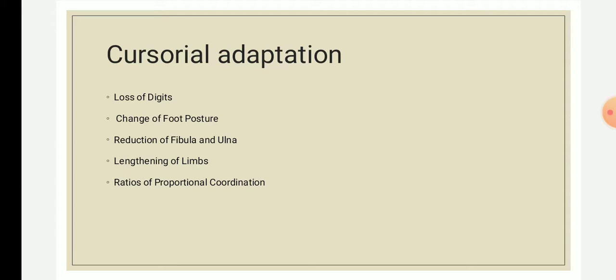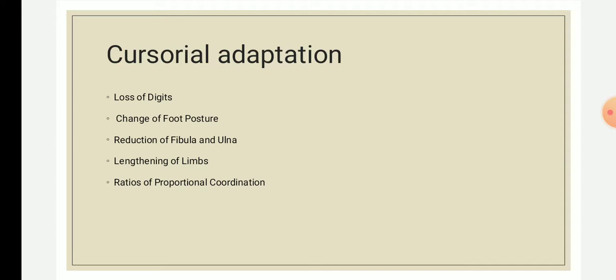The next point is the reduction of the fibula and ulna. The radio-ulna and the tibio-fibula of the fore and hind limbs get reduced for attainment of speed. And it is adapted for exclusive locomotion, that is, the ulna and the fibula of the fore limbs and hind limbs respectively are reduced.